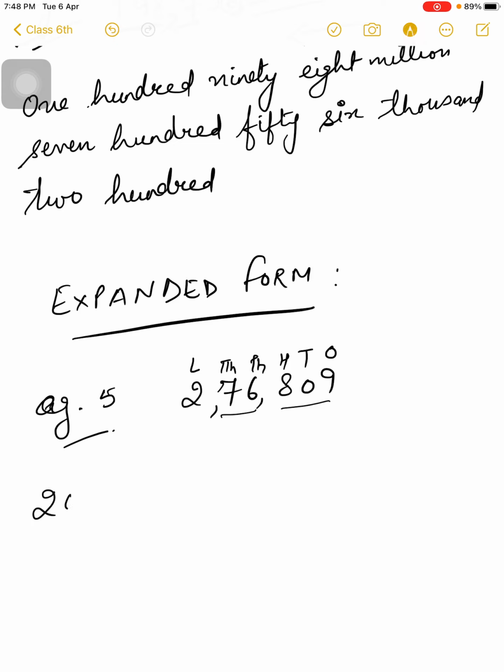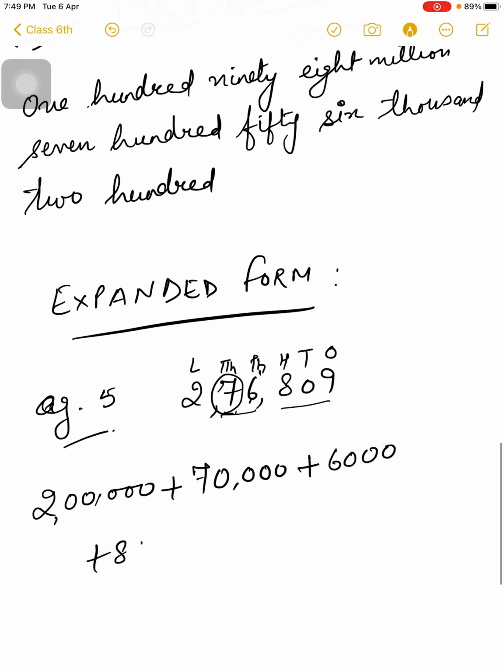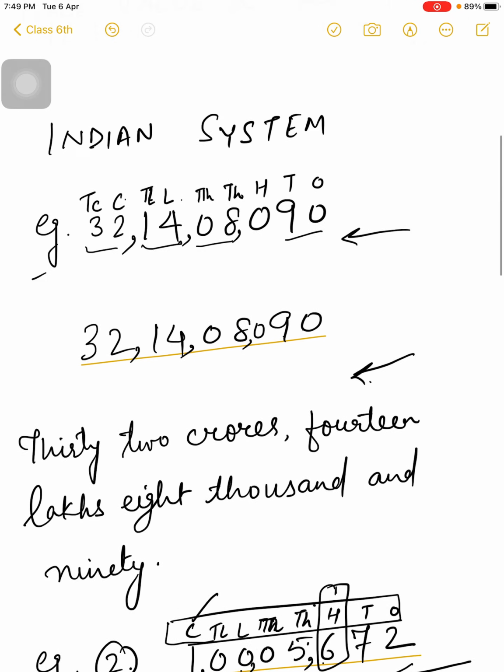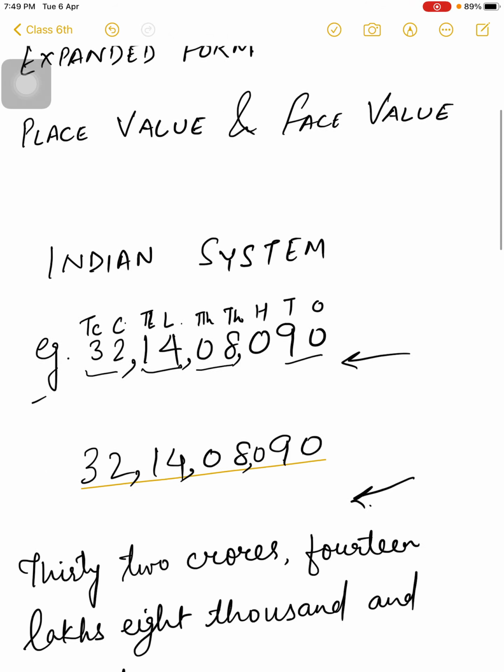2 lakh. We have written 2 lakh plus 70,000. The place value is 10,000, so according to that, we'll write it 70,000. Then 6,000. Then 800 plus 9. Fine. So this is the expanded form for the given number. Okay, I think in previous classes you have also studied this, the expanded form.